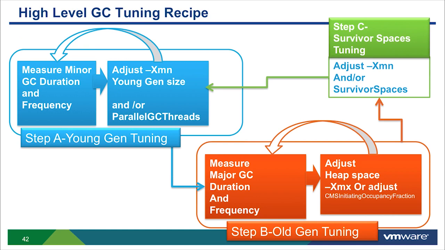But start at 33%. And once you're done with young generation tuning, which really impacts your response time throughout the day, we move to old generation tuning. In the old generation, I've only got -Xmx to adjust, and maybe the initiating occupancy fraction in CMS.